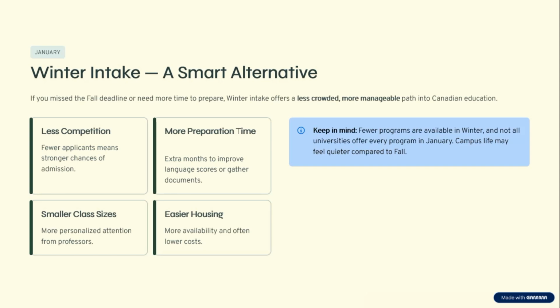So winter intake is if you've missed the fall deadline, and you have to make sure your program is available in the winter intake as well. Like we said, most of the programs are in the fall, and there might be some universities that don't offer programs that are listed in the fall in this winter intake. So you need to check the programs. Are they in the winter intake? Then if they are, it's the same.